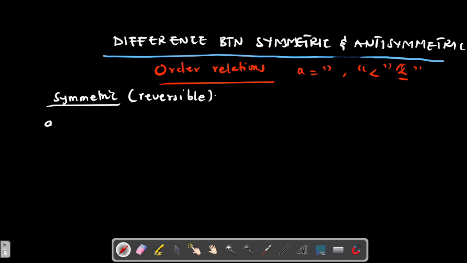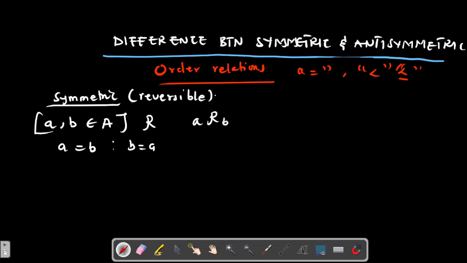If I have two numbers, A and B, which are members of a bigger set A, talking about the order relation R on these sets, we are going to see that when I have A R B, then B R A must also hold. So for A R B to imply B R A, it's talking about reversibility.